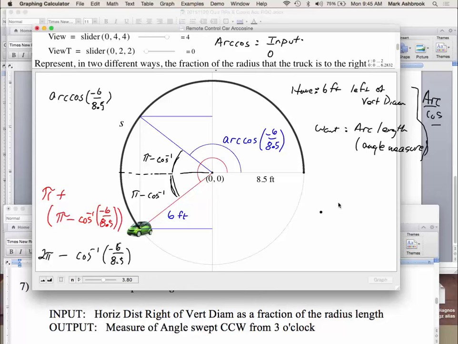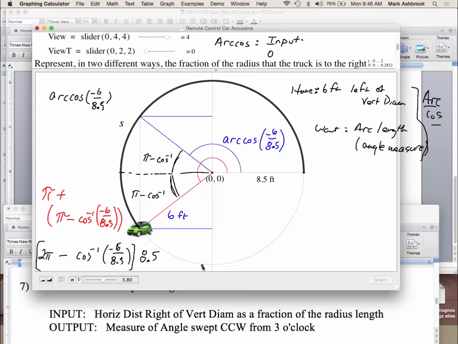Is that what we want? No, we want the distance traveled by the car. So how do we get the distance traveled by the car? If that's the number of radians, then it's also how many radius lengths the car has gone. And so if we want it in feet, it's that many 8.5s, right? So there it is. It's going to be 2 pi minus this arc cosine, and then times 8.5, the radius length, is how many feet the car went.